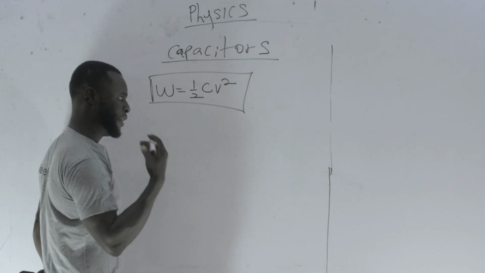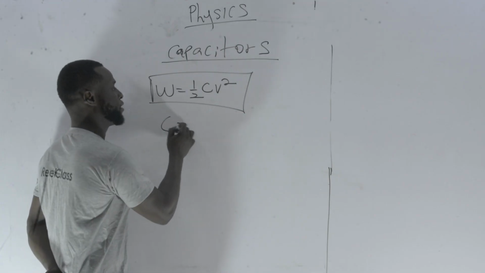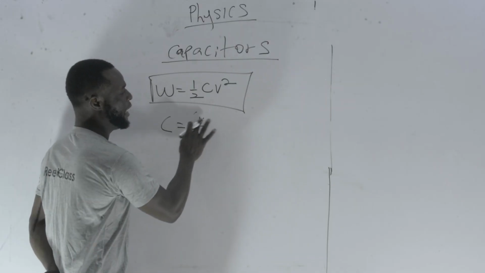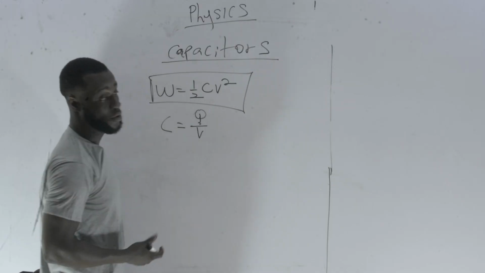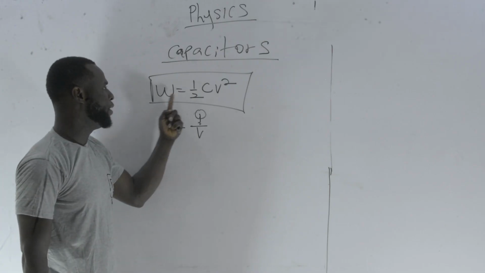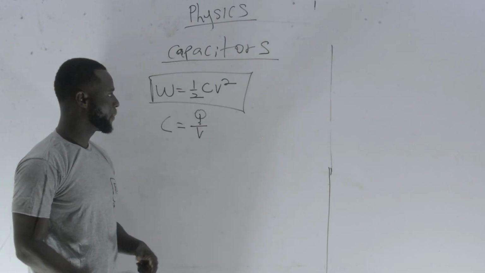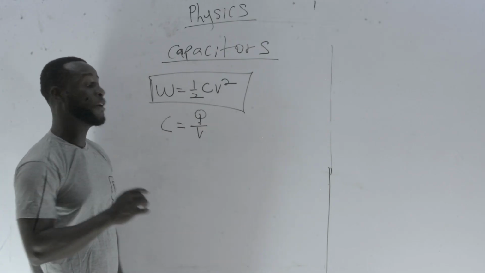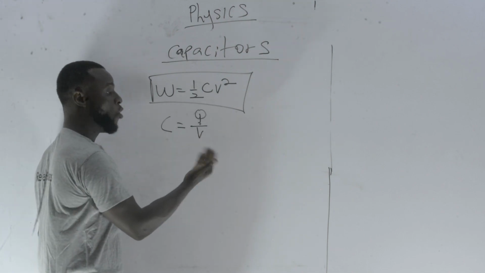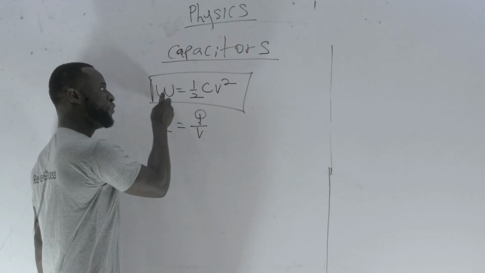We just said in the previous class that the capacitance of the capacitor is equal to charge divided by the potential difference. Let me make this charge capital letter Q. It does not even matter, but let's make it capital letter Q. Now, we know that W is equal to 1 over 2 CV squared. There are some questions whereby they will not give you C. Maybe they want you to find W, the work done in charging a capacitor, or energy stored in a capacitor.